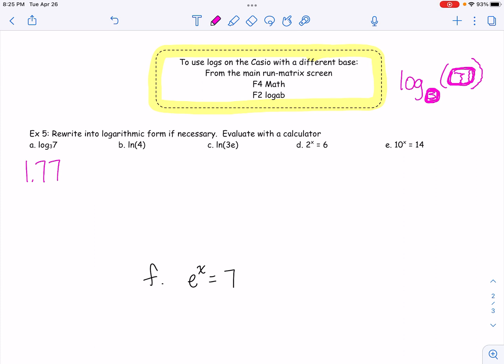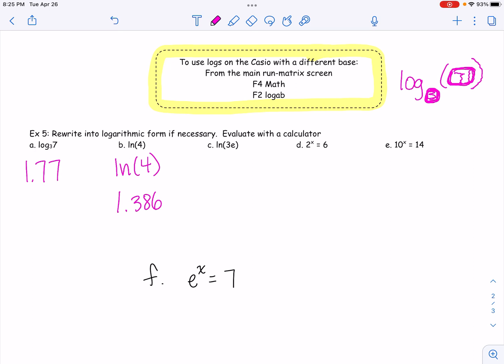When I see something like part B, the natural log of 4, remember, I don't need to put natural log base e of 4. I can just simply type the natural log button. That's right under e to the x power. That's kind of in the middle. So the natural log of 4 into my calculator is going to give me 1.386.